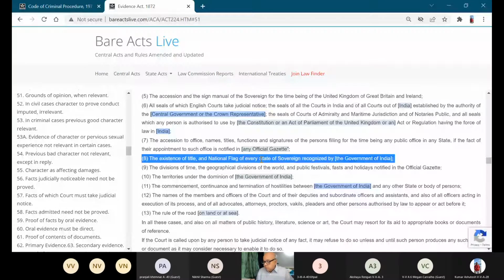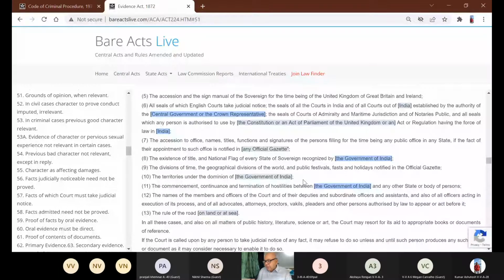Then item number 12: the names of the members and the officers of the court and their deputies and subordinate officers, assistants, and of the officers acting in execution of the process, and of the advocates, attorneys, proctors, vakils, pleaders, and other persons authorized by law to appear and act before it. So the court will take judicial notice of the fact that in India there is a higher judiciary, there are high courts, district courts, subordinate courts, judicial magistrates, subordinate magistrates, courts of sessions, and advocates who are practicing officers of the court. So the court will take judicial notice of all these officers of the court in the matter.